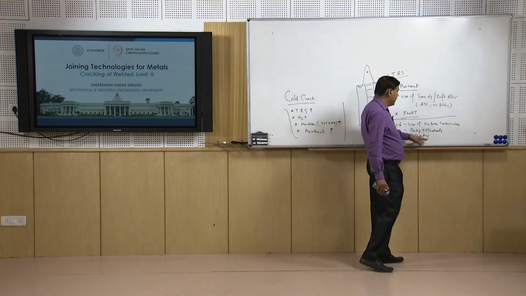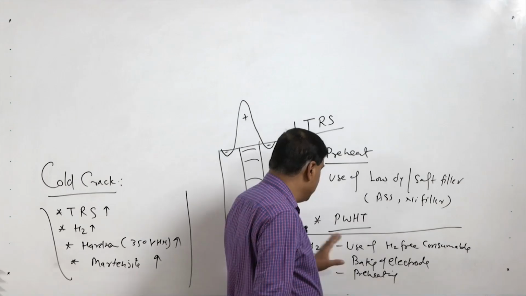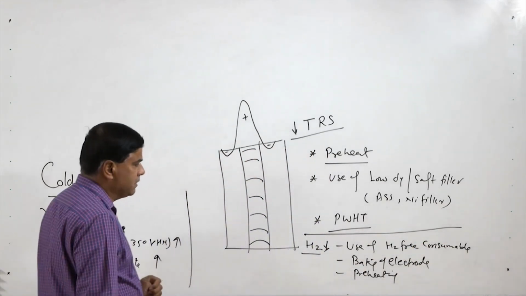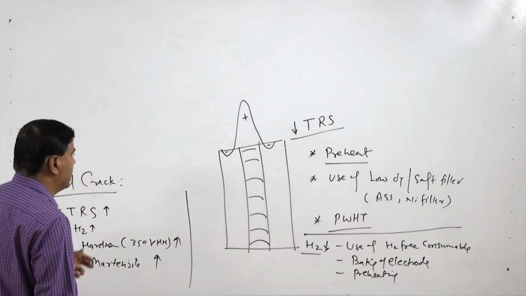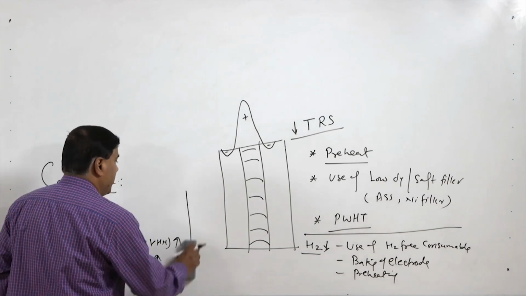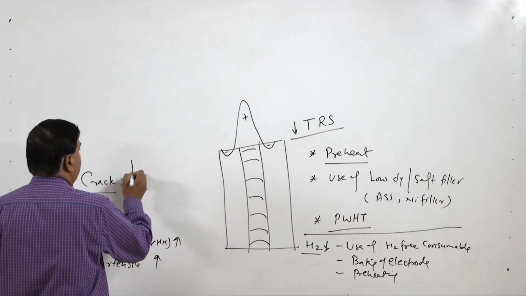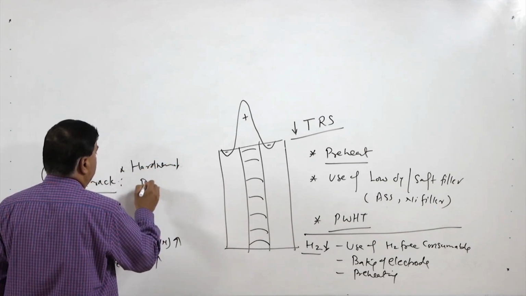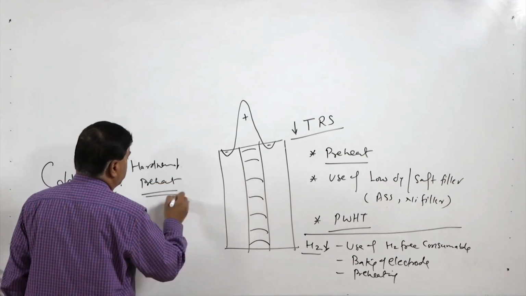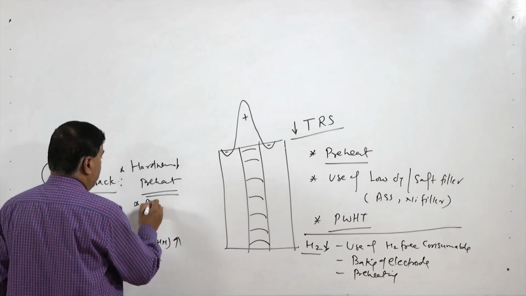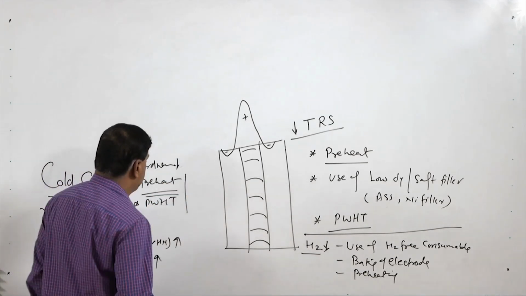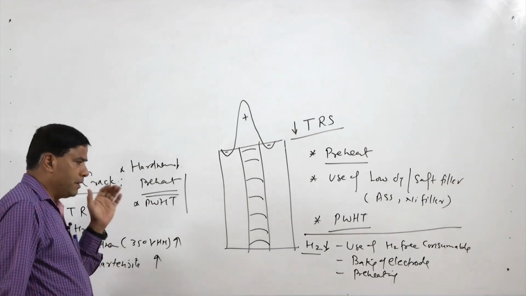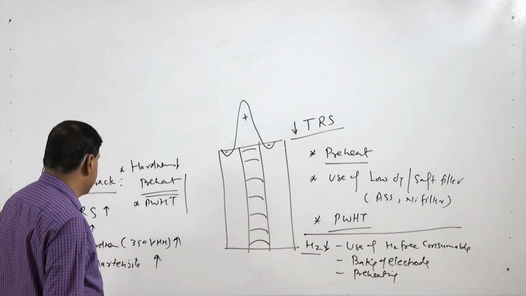So, preheating of the base metal during the welding helps to diffuse out the hydrogen from the weld as well as the heat affected zone, and that in turn will help to reduce the cracking tendency. Preheating also helps in reducing the hardness of the weld or of the heat affected zone. For this purpose, basically we can apply the preheat. So, preheating or the post weld heat treatment, both can be tried for reducing the hardness of the base metal or of the weld metal or of the heat affected zone, so that the cracking tendency can be reduced.